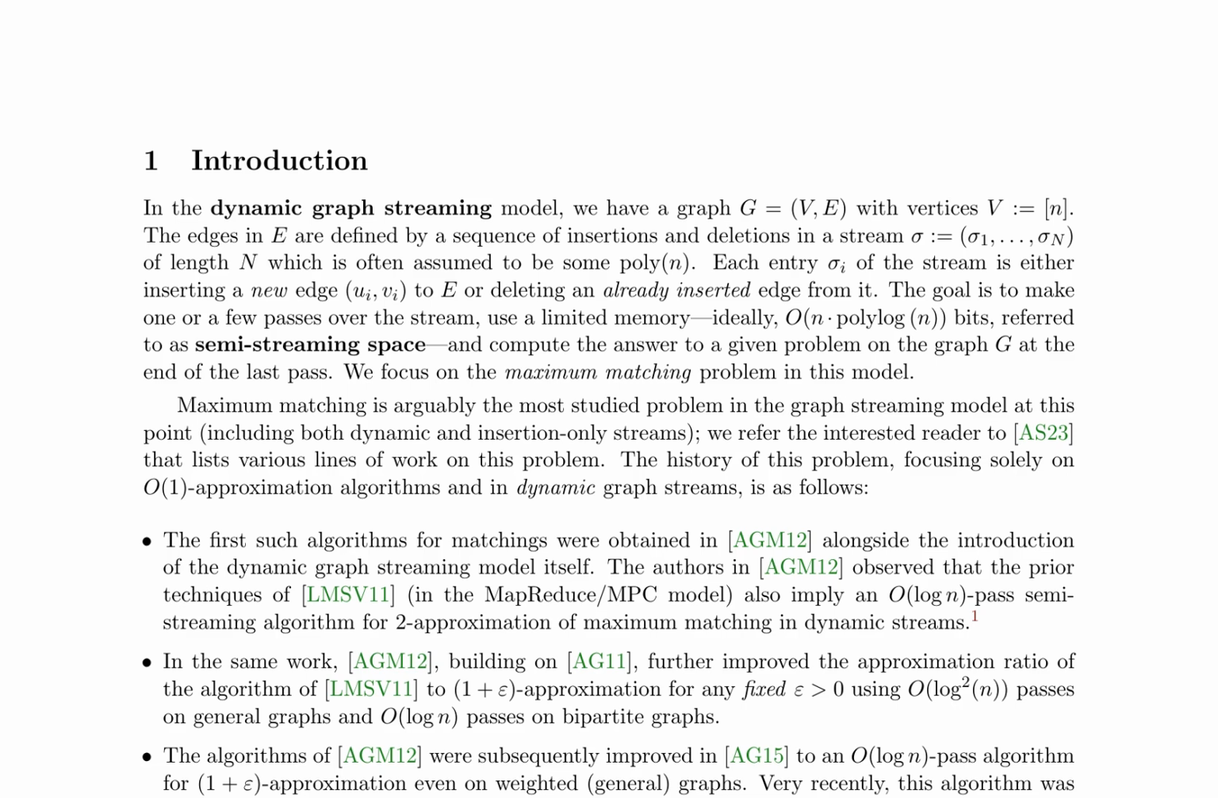In the dynamic graph streaming model, a graph G = (V, E), with vertices |V| = n, is defined by a sequence of insertions and deletions in a stream σ = σ1, ..., σn, of length n. Each entry σi either inserts a new edge (u, v) to E, or deletes an already inserted edge from it. The goal is to make one or a few passes over the stream, using a limited memory of n polylog(n) bits, and compute the answer to a given problem on the graph G at the end of the last pass. This work focuses on the maximum matching problem in this model.